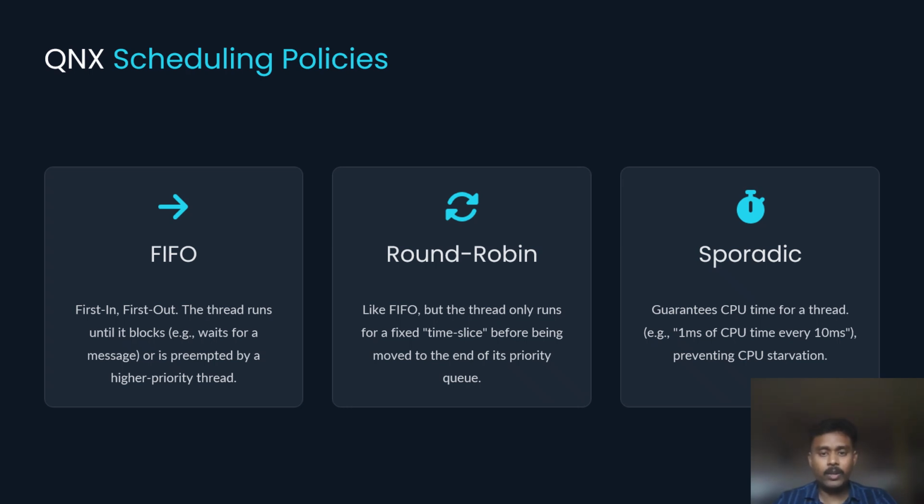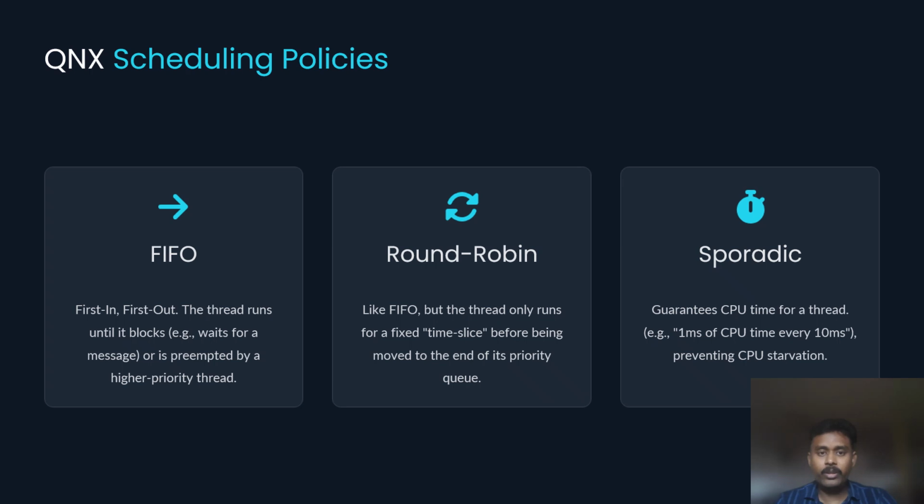In the second case, it is round robin. It is similar to FIFO, but the difference is that it is based upon a time slice, one after the other, and after that, another process gets to run. So a thread only runs for a fixed point of time before it is moved to the priority queue.